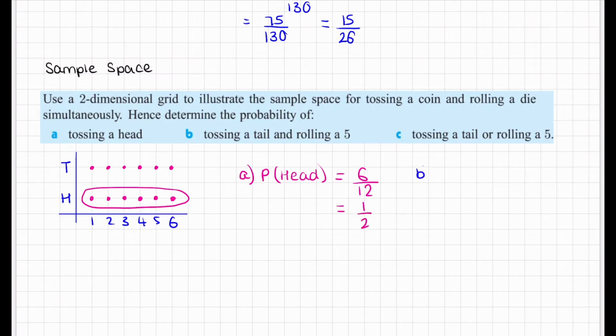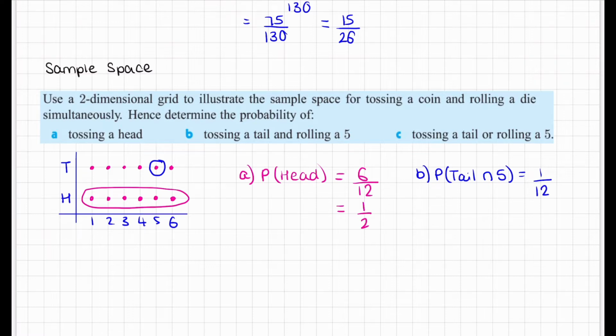For B, we want a tail and a 5, so the intersection with 5. So a tail and a 5 is just 1 dot. It's the only option we have of getting a tail and a 5. So that is 1 out of 12.